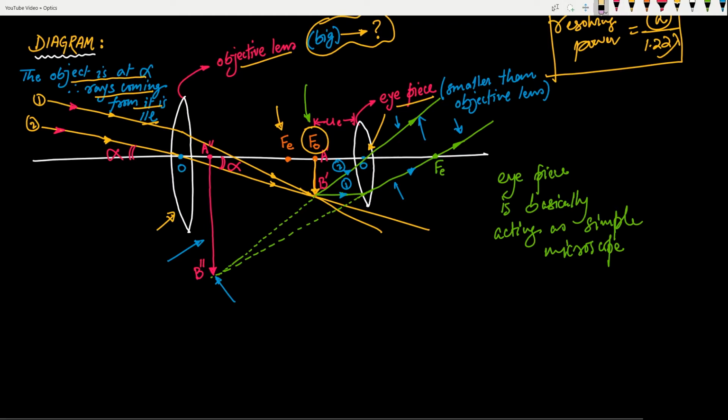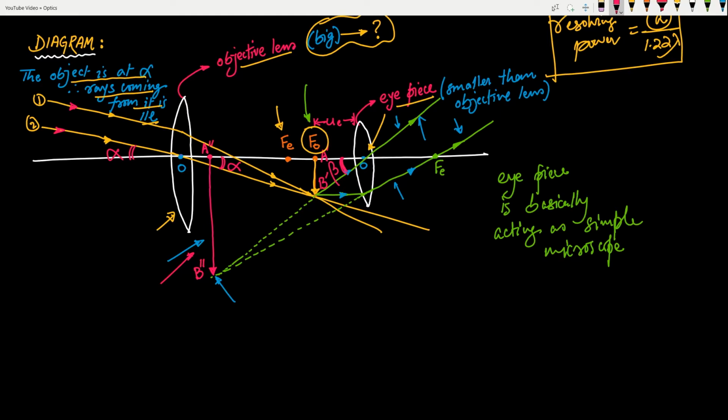Let me rub this in order to create some space. Now, beta is the angle formed by the final image. This is our final image. Therefore, the angle subtended by this image at our eye will be beta. So you can see that this is the angle subtended at our eye, so this will be beta.